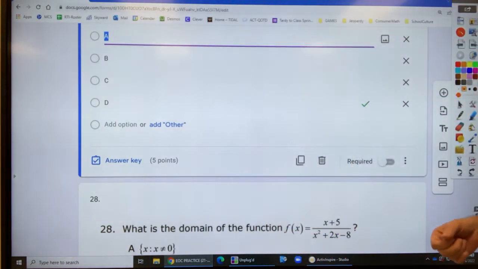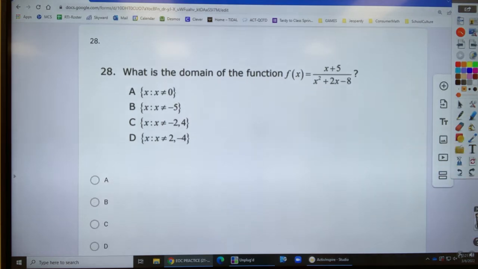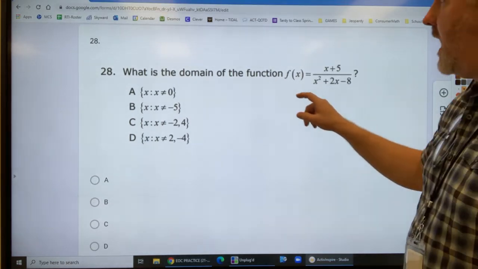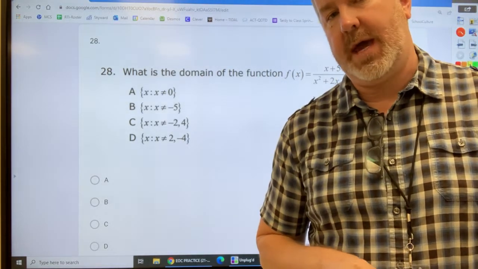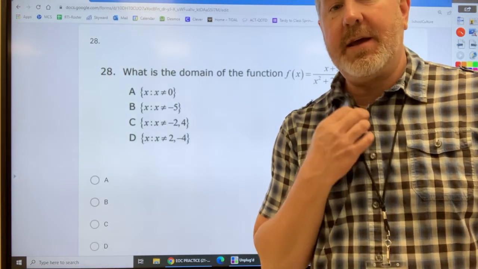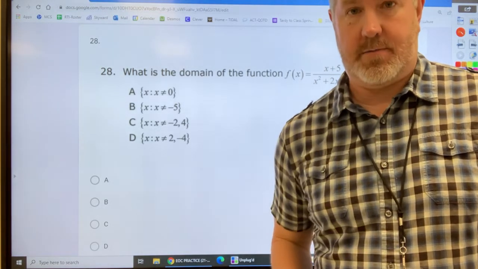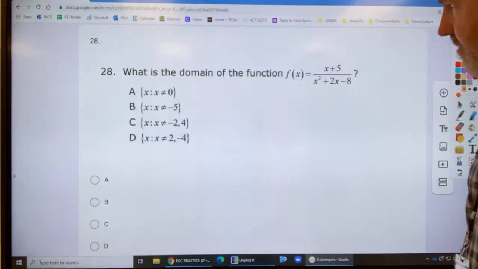Okay, we're only 7 minutes in, so I'll probably be able to get this whole thing in one video. What is the domain of this function? All right, domain means it's asking basically, it's not saying what the domain is, okay? What I want you to read that it's saying is, what is the restriction on the domain? In other words, what makes it undefined? What gives it 0 on the bottom?